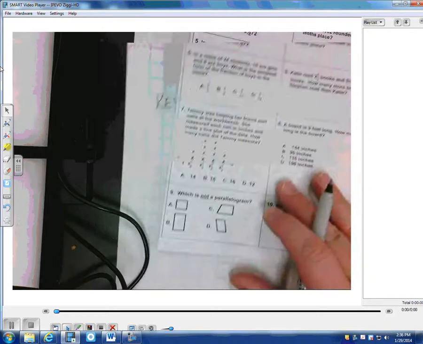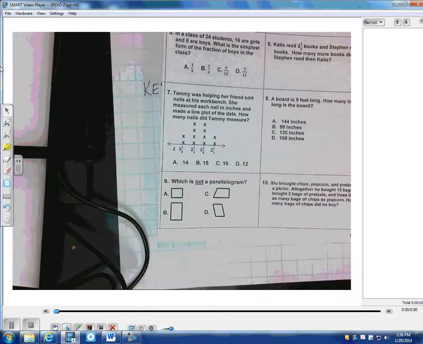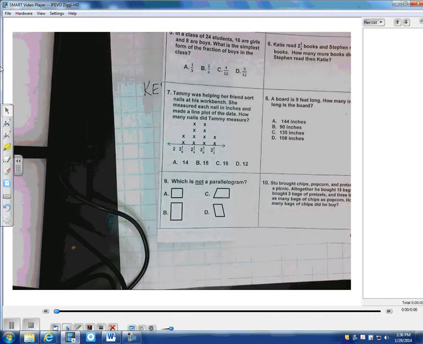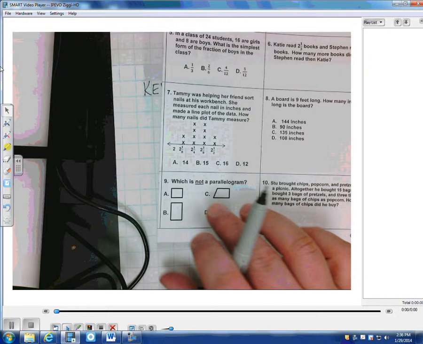Number 9. It says, which is not a parallelogram? If you don't know the answer to this, I'm just going to refer you to your planner. There's a section in the math section of your planner that talks all about parallelograms and shows you pictures and so forth. So for number 9, you can go to your planner. And number 10.